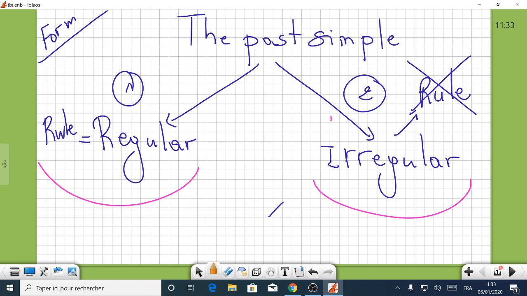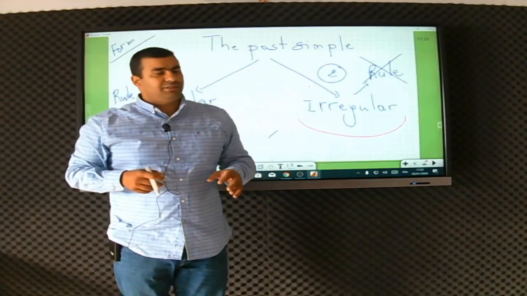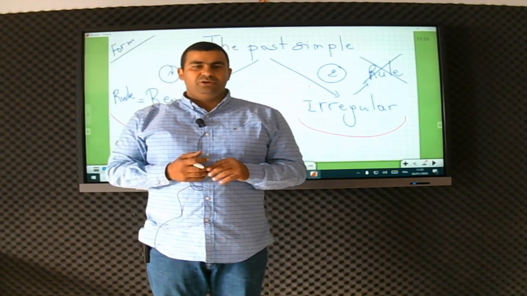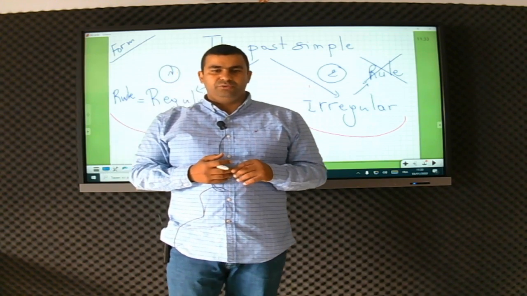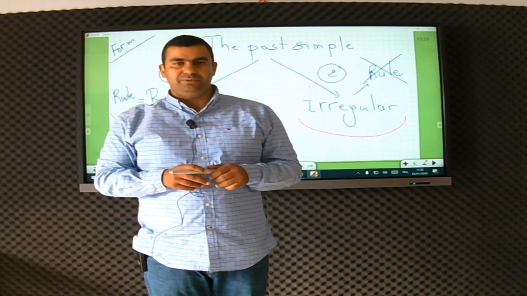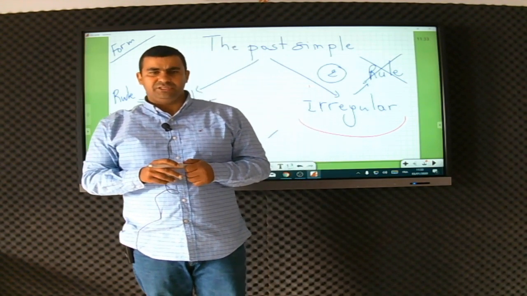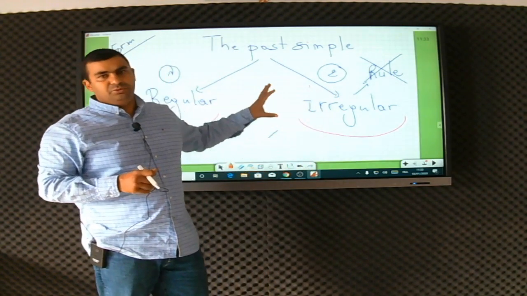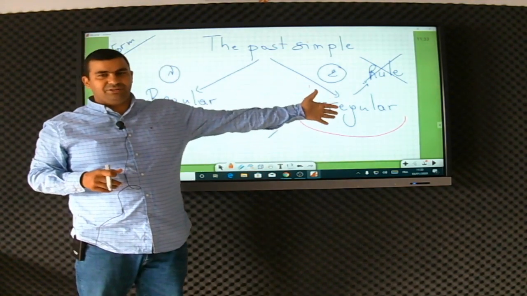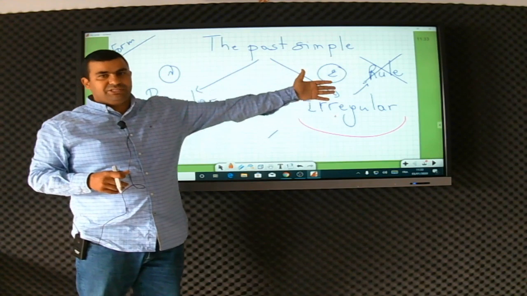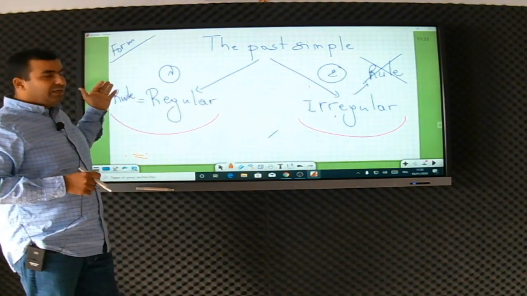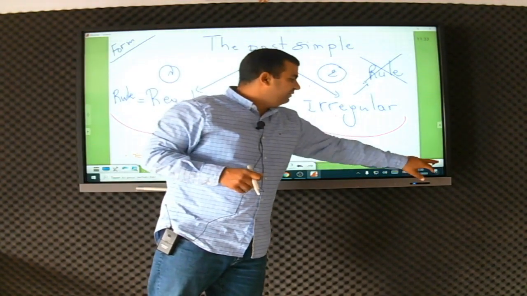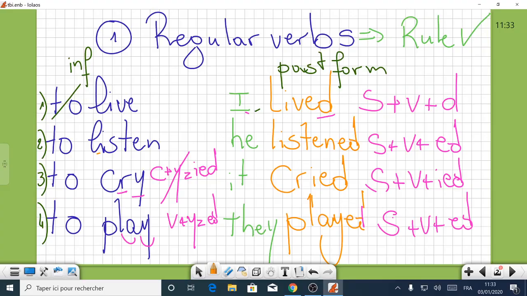So today's lesson is the simple past. Today we will see how to form the simple past and how to work with it in English, for students and for English speakers, people who want to use English in their communication. When we talk about the past simple, as I told you, we have two categories: regular and irregular. Regular verbs have a rule, and irregular verbs don't have a rule. The first part that we are going to start with is the regular form.